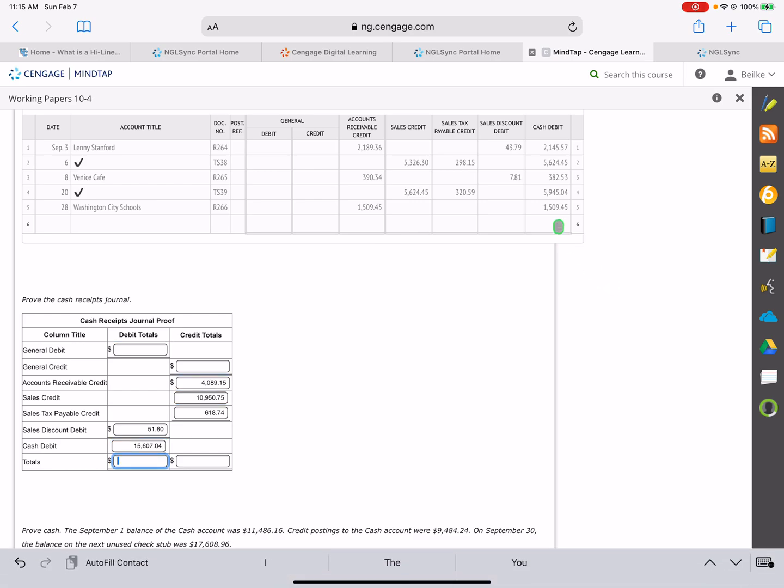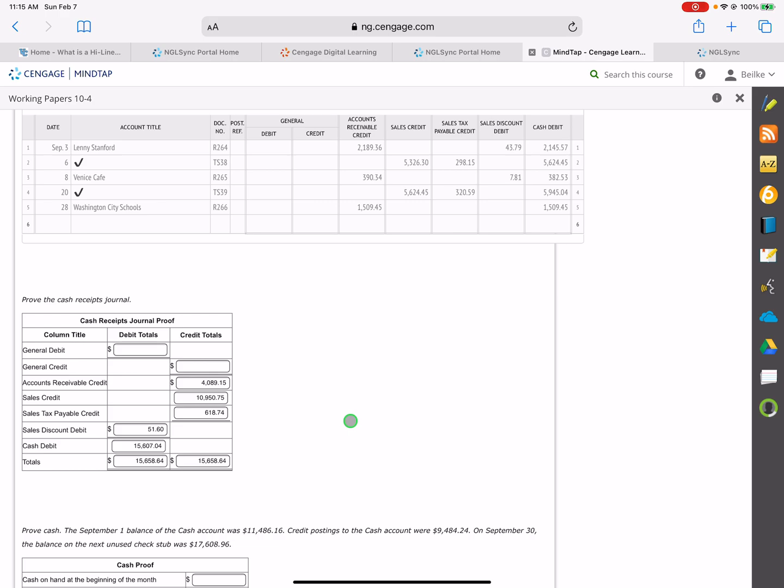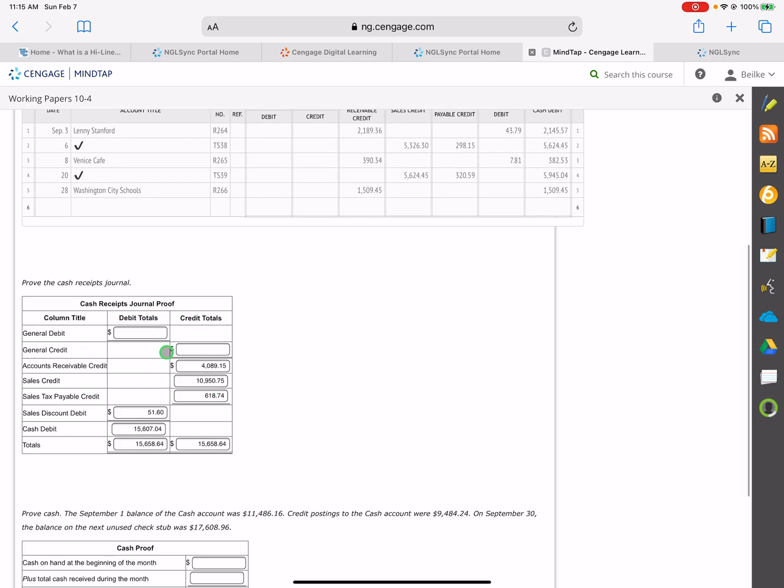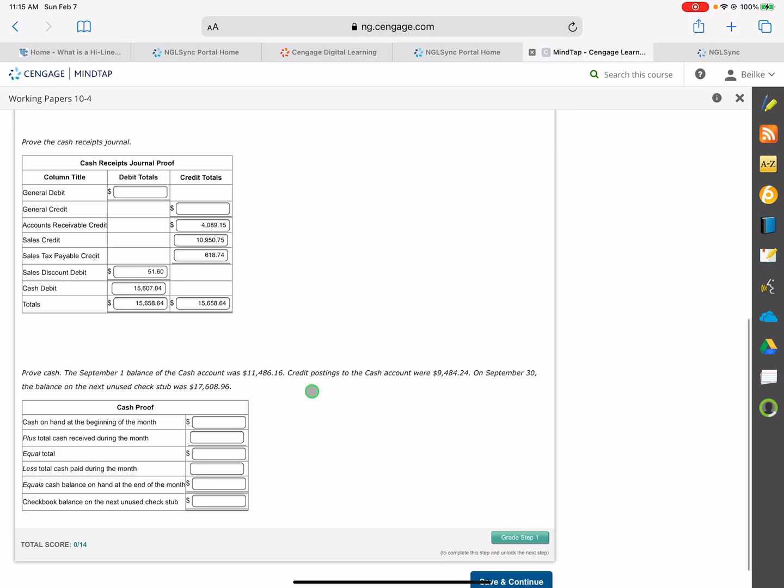When you add up the numbers in your debit, you should come up with $15,658.64. You would add up the three numbers there, and you should come up with $15,658.64. And once those two total out, that part of your cash receipts proof is okay. Then you would go down to your cash proof.